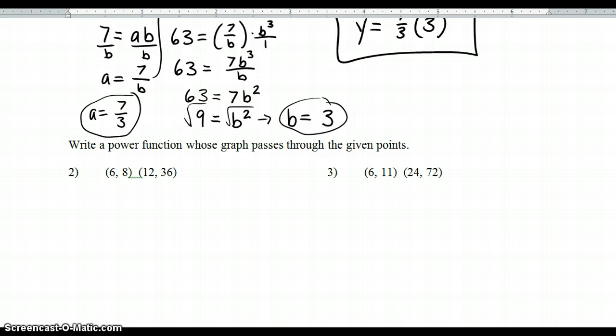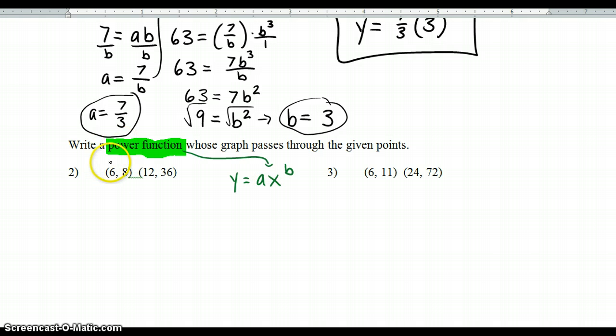Alright, in example number 2, it says write a power function whose graph passes through the given points. So this time we are writing a power function. Just to remind you, a power function should look like y equals a times x to the b. Again, it's important to know what an exponential function is and what a power function is so that we correctly substitute in our x and y values.